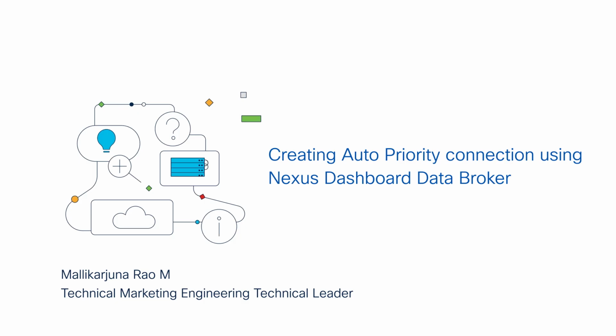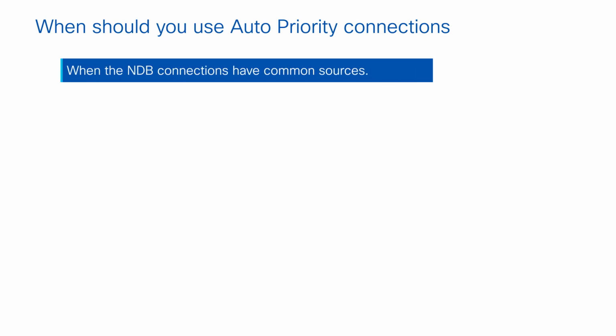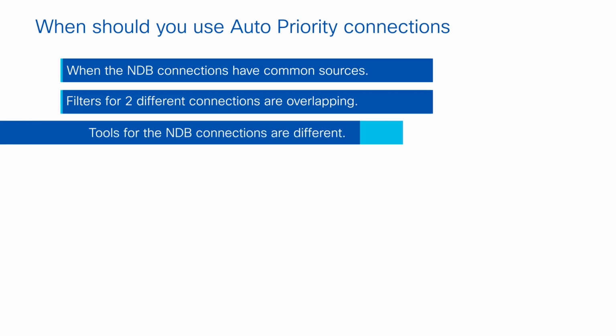So, first of all, let's try to understand when we should use auto priority connections. This is the criteria. The thumb rule is when two connections have common sources, in other words the traffic is ingested from one source, and it has two different overlapping filters. And the third criterion is that the tools for the connections are different. This is when we pick auto priority connections over regular connections.